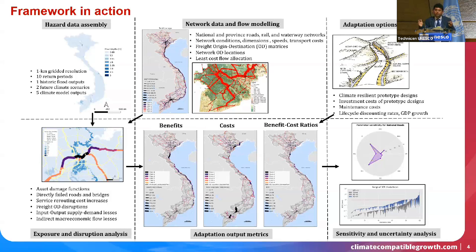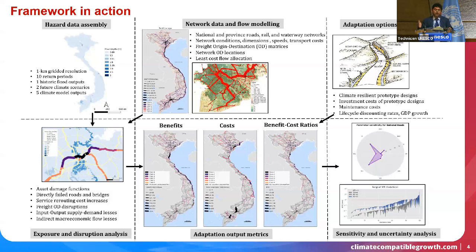So using this framework, what we are trying to understand is how an infrastructure is used. Then we subject it to hazards, combining them with infrastructure, to quantify what Paolo spoke about: direct damages, but also the systemic effects of those disruptions.